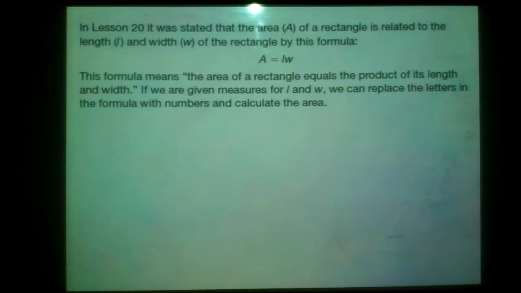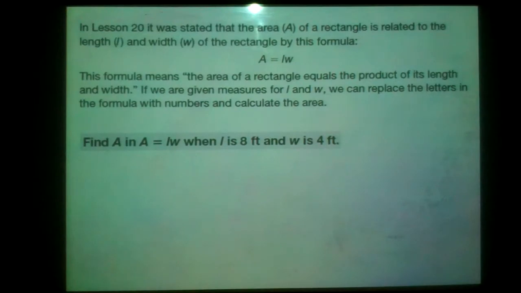Okay. So in lesson 20, it was stated that the area of a rectangle is related to the length and width of the rectangle by this formula. So area equals length times width. Okay, and this is what it means. The area of the rectangle equals the product of its length and width, or just like I just said, length times width. If we're given a length and a width, we can replace the letters in the formula with the numbers and calculate the area, kind of like this.